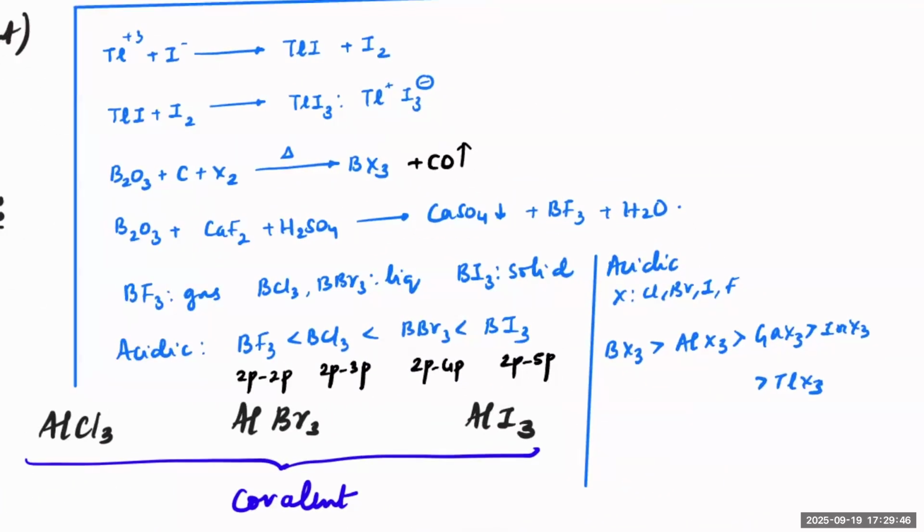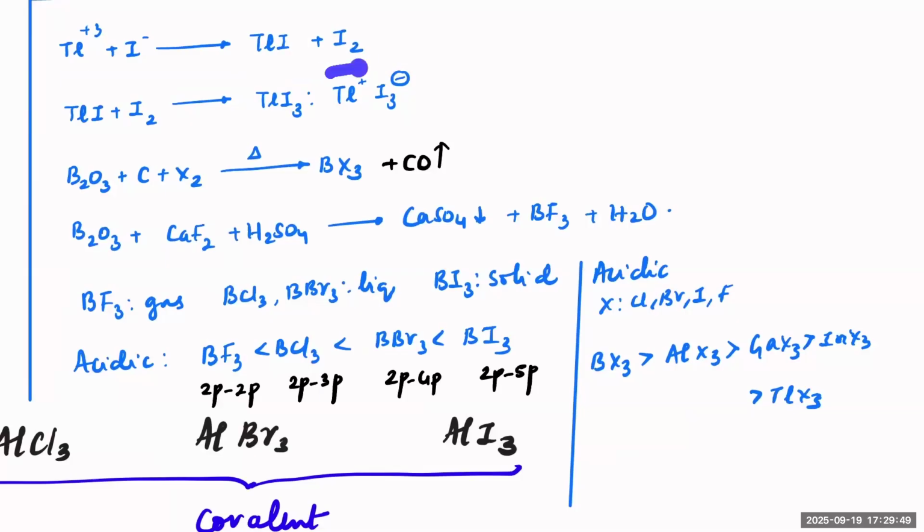Now you know this: thallium, when it is with iodide, I told you that it will exist as Tl plus and I3 minus, correct? Now, if you have boric anhydride B2O3 and treat it with X2 in the presence of carbon, carbon will take away oxygen as carbon monoxide gas, and boron will convert into BX3. This is how boron halides are typically prepared. For fluoride specifically, you take calcium fluoride and react it with B2O3 in acidic medium, and you'll get BF3. Now, BF3 is a gas, BCl3 and BBr3 are liquids, and BI3 is solid.